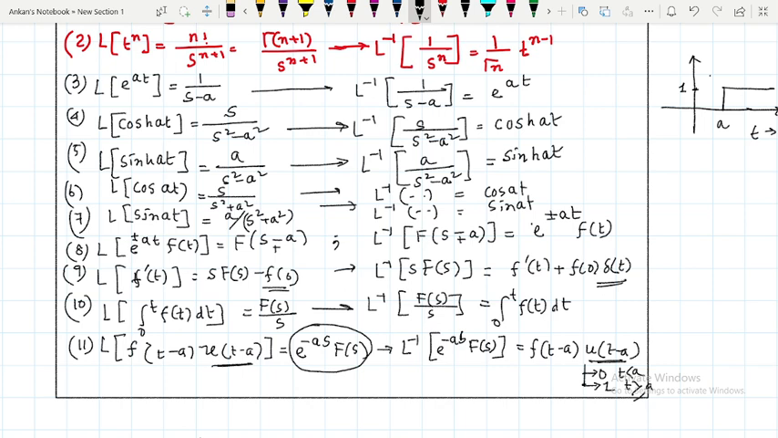Let us find the problem. Which problem should we try? Okay, suppose we pick up this problem.